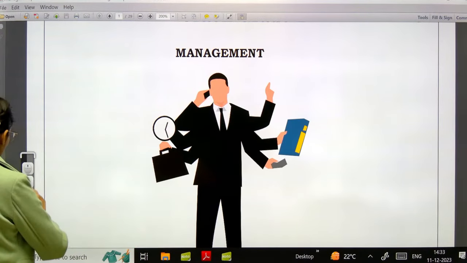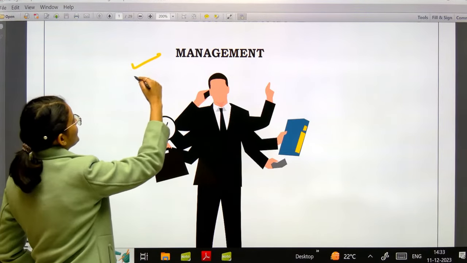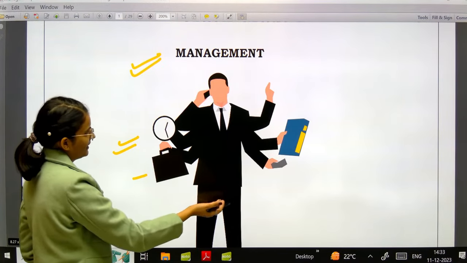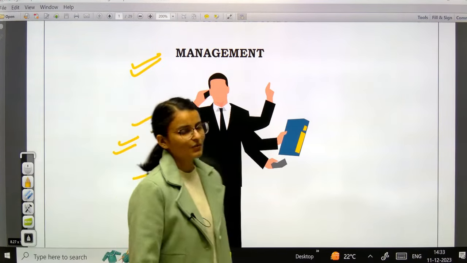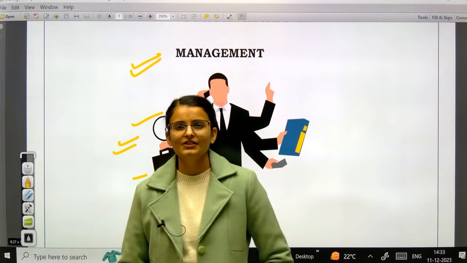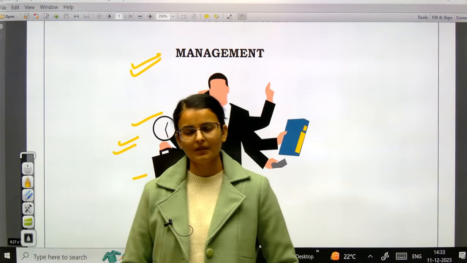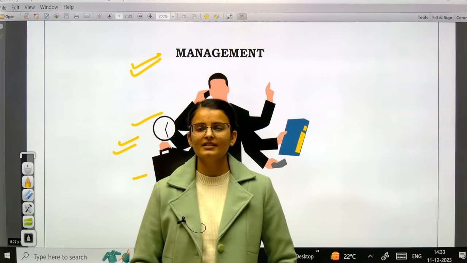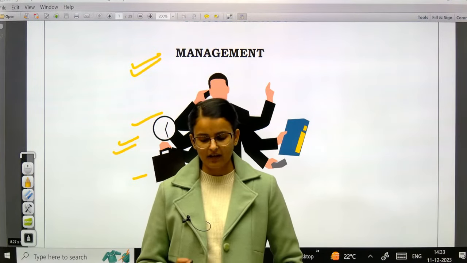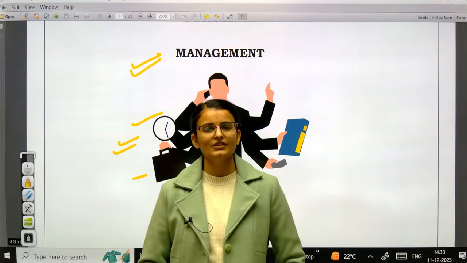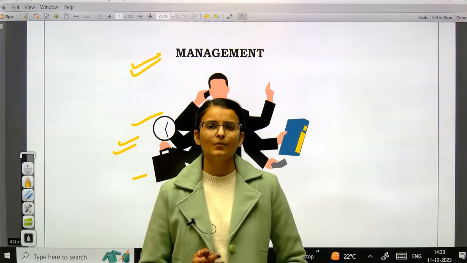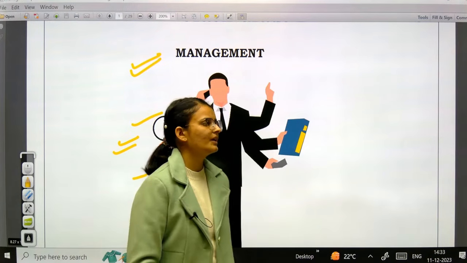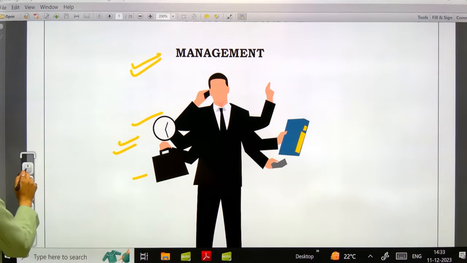So management, as you can see, this guy is managing office, files, money and time. So what is the job of the manager? The manager's role is not specific. A manager is a person in an organization who manages things on a daily basis. He will manage the employees of the organization. He will manage whether the employees are motivated or not, and whether everything is going well in the organization.